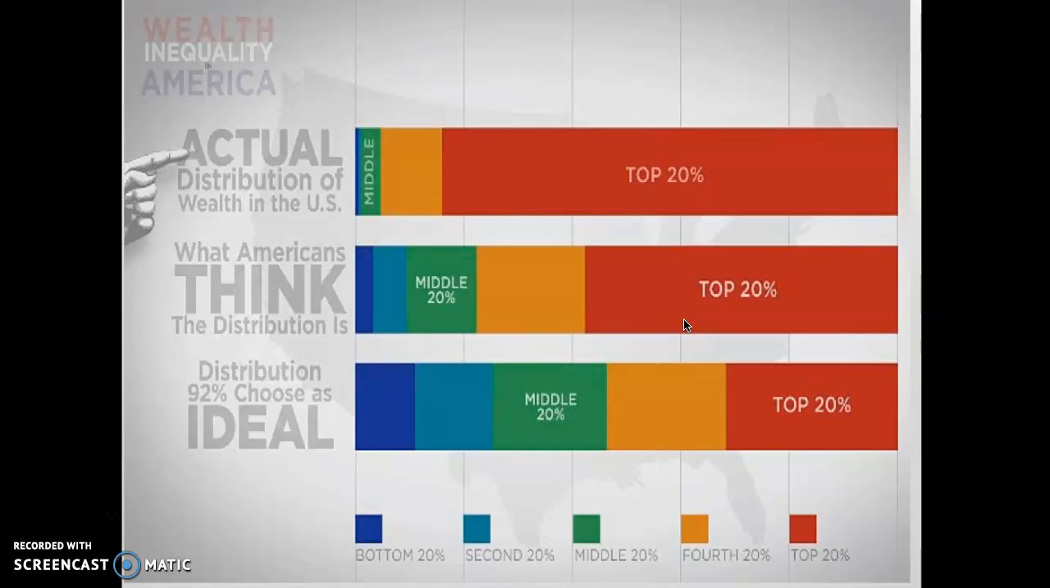Wealth inequality is still a problem, and a lot of people think that America is a little bit more even, but it's certainly not close to the ideal. You can see the top 20% of Americans have a tremendous amount of the wealth still to this day.